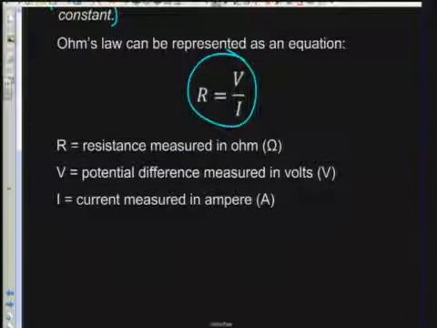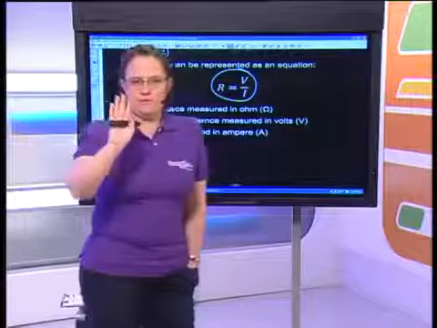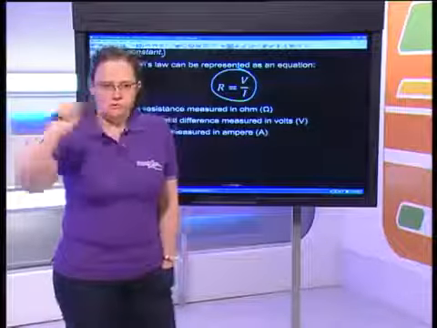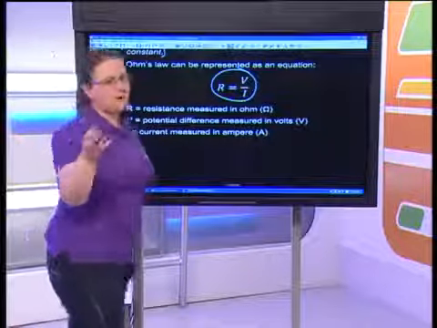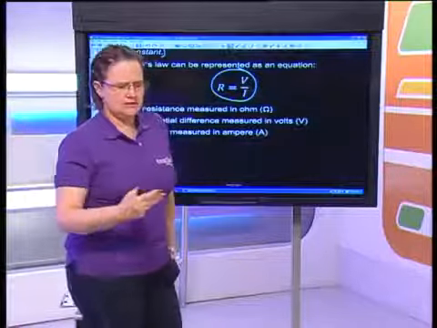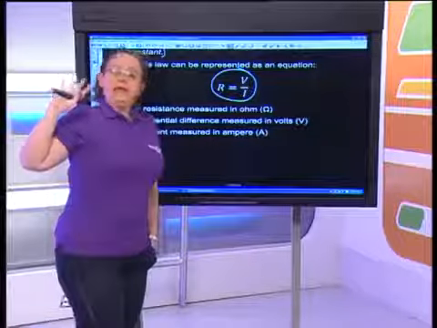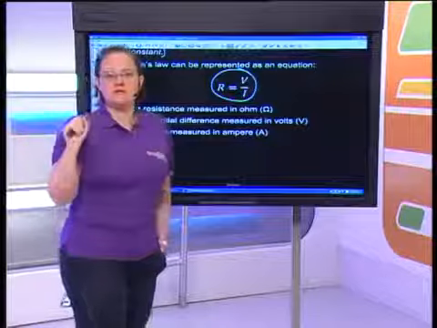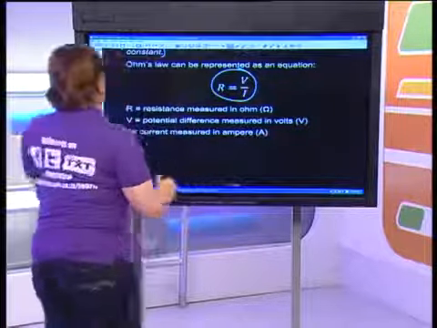Now, what does this mean? Well, R is resistance measured in ohms. V is potential difference measured in volts, and I is current measured in amperes, not amps, amperes. Please never ever call it amps. It's not an accepted unit. It's an English colloquial. I'm not sure where we get it from, but it's the way we speak in English, we abbreviate it to amps, but it's not amps, it's amperes.